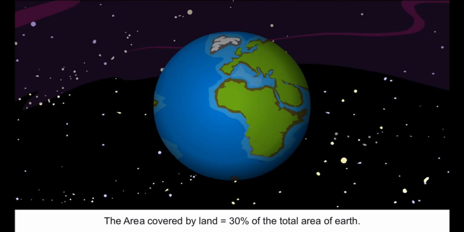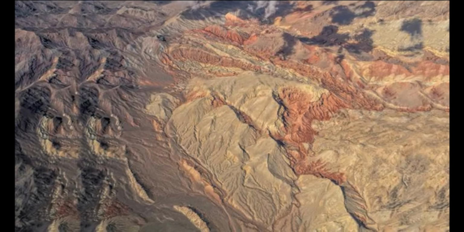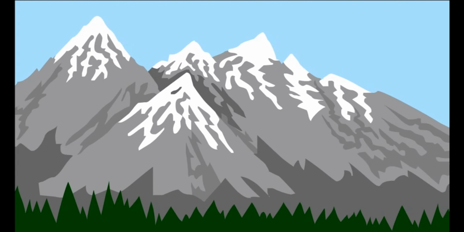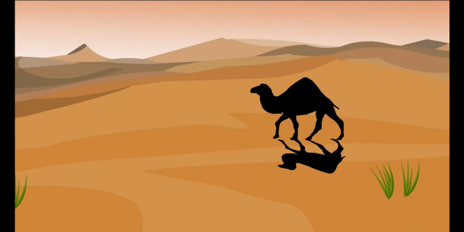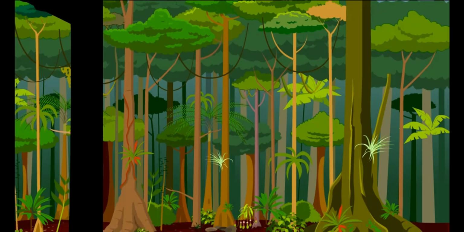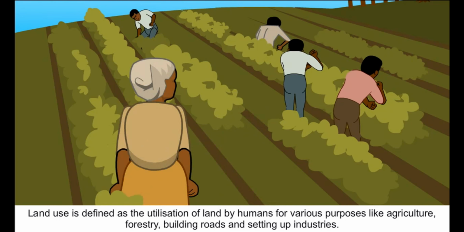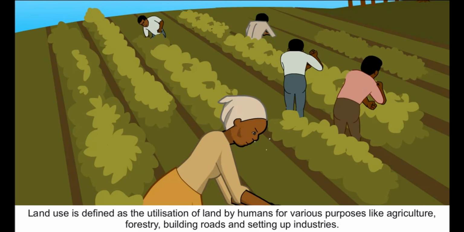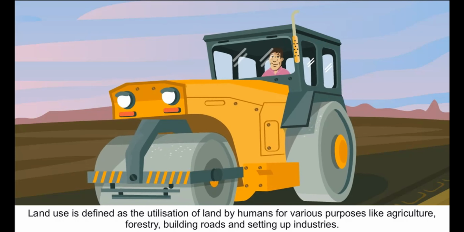Land. The area covered by land is 30% of the total area of Earth. Reason for uneven distribution of population: irregular topography, steep slopes of the mountains, low-lying areas capable of waterlogging, desert areas, thick forest. Land use is defined as the utilization of land by humans for various purposes like agriculture, forestry, building roads, and setting up industries.